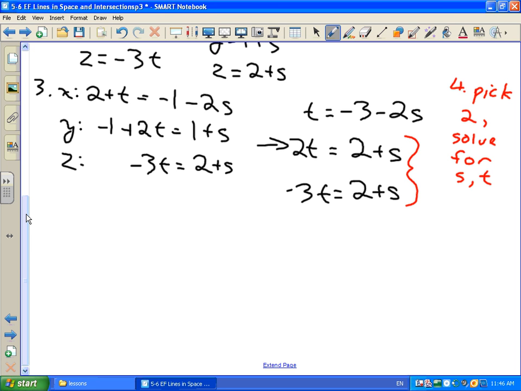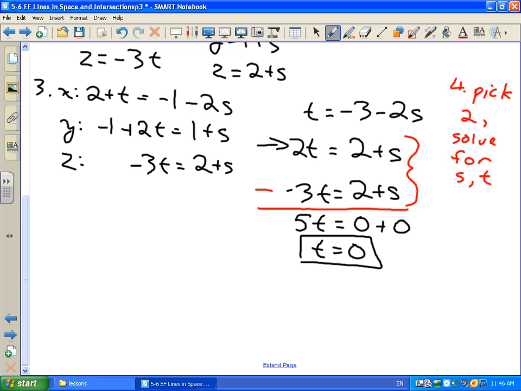Because what I notice is that if I use elimination, I just have to subtract these 2, and I'll get those s's to cancel out. So let's do that subtraction there. 2t minus negative 3t is 5t equals 2 minus 2 gives me 0. s minus s gives me 0. And so my solution here is t equals 0.